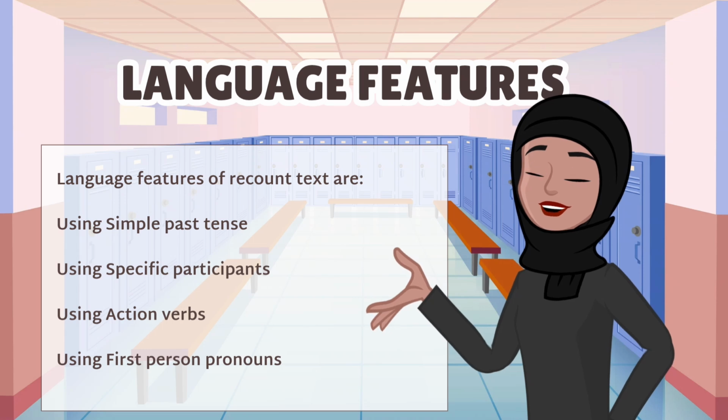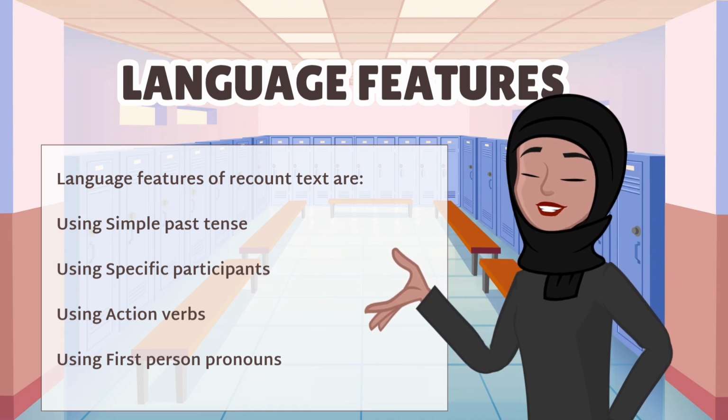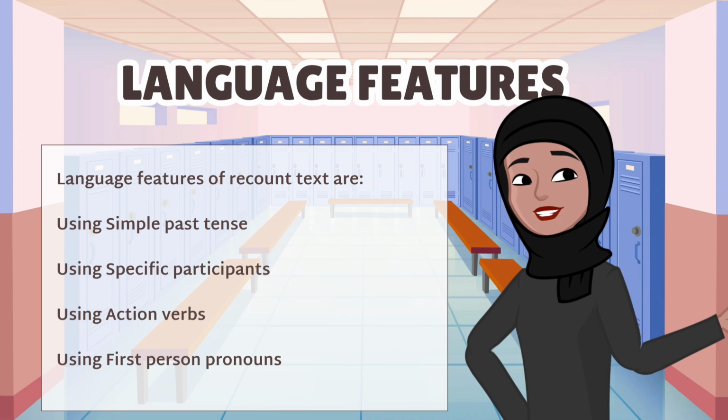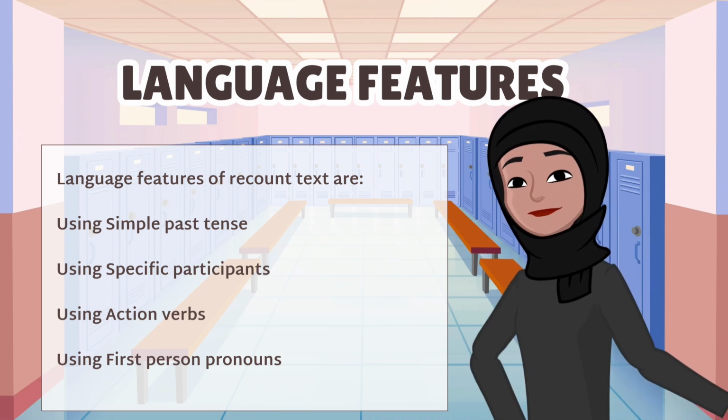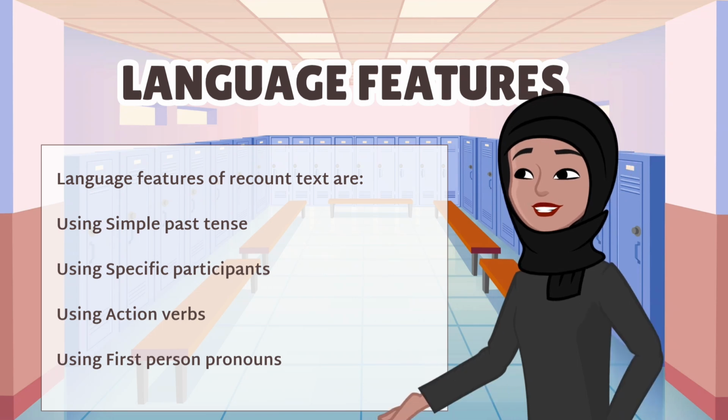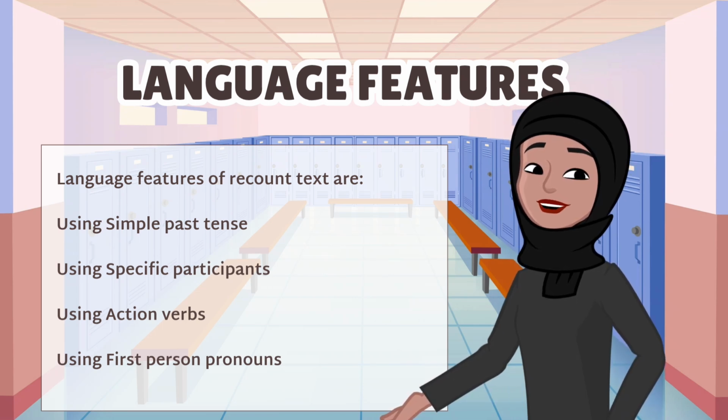The last, we have using first-person pronouns. When the recount is personal, the writer often uses first-person pronouns to tell their own experience. For example, I, we, my, our, me, and us. This makes the story feel more real and closer to the reader.